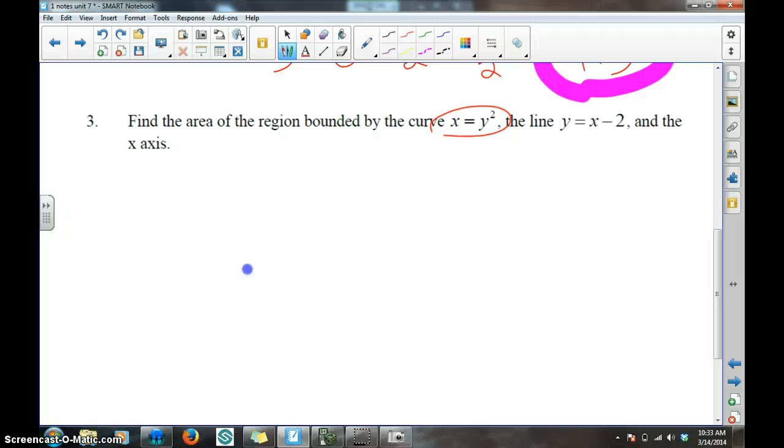What does it look like? It's a horizontal parabola. Will I see the whole thing or just half? I'll just see half.